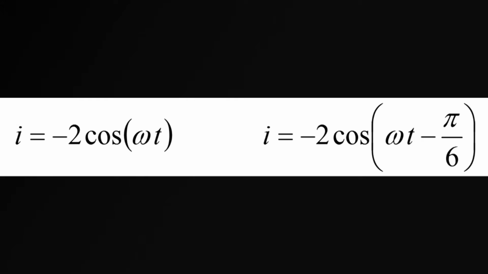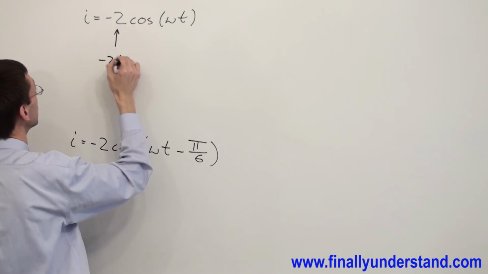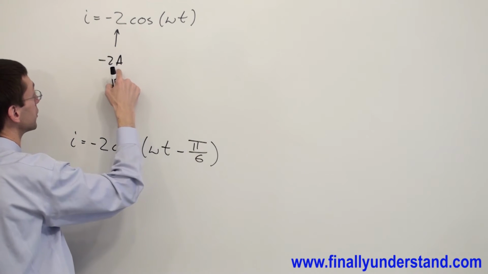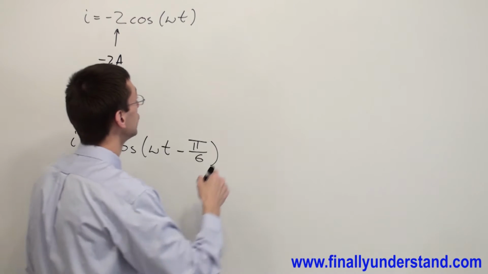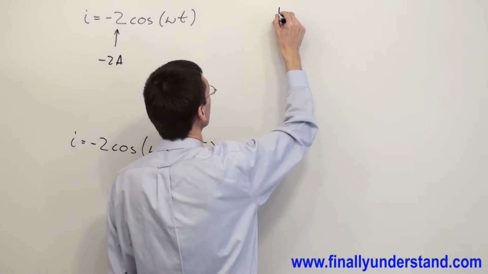Let's take a look at the first example. We have peak value minus 2 amps. Minus 2 amps because current is measured in amps. Next, I can draw the diagram.